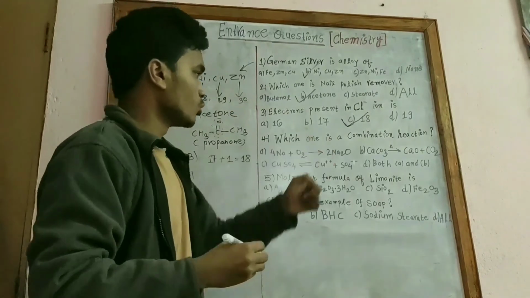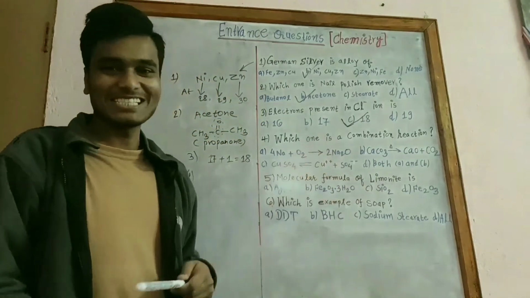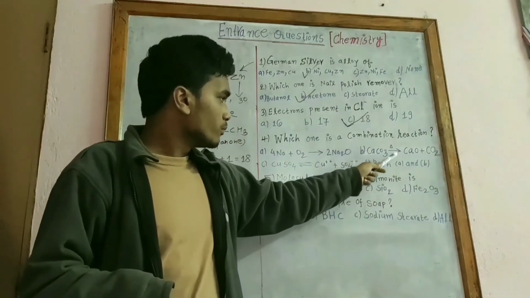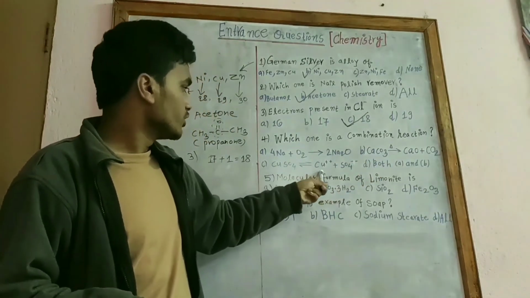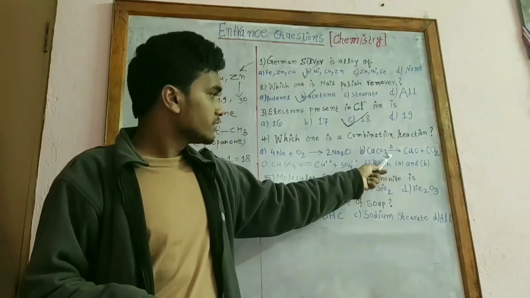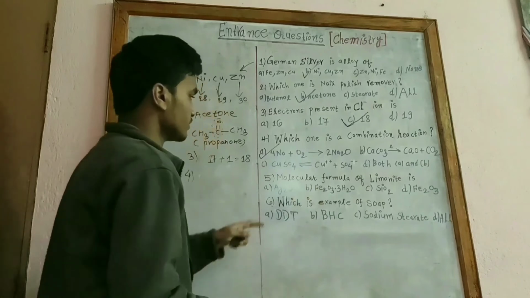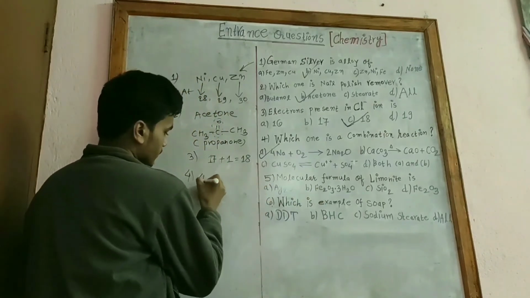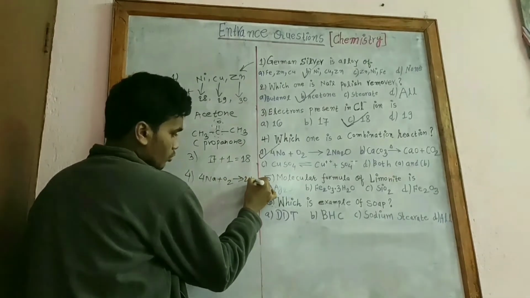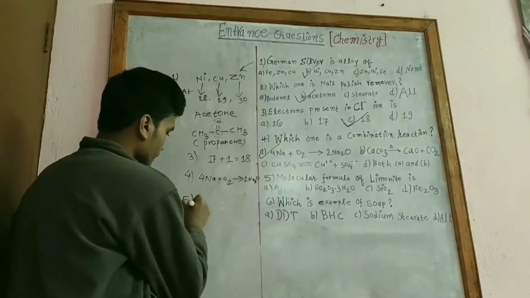Question number 4. Which one is a combination reaction? A combination reaction actually means a synthesis reaction or addition reaction. Option B is a decomposition reaction. This is also a decomposition reaction. Option D cannot be, because this is a displacement reaction. So option A is the answer. Therefore, Na plus O2 gives 2 NaO2. This is a combination reaction.